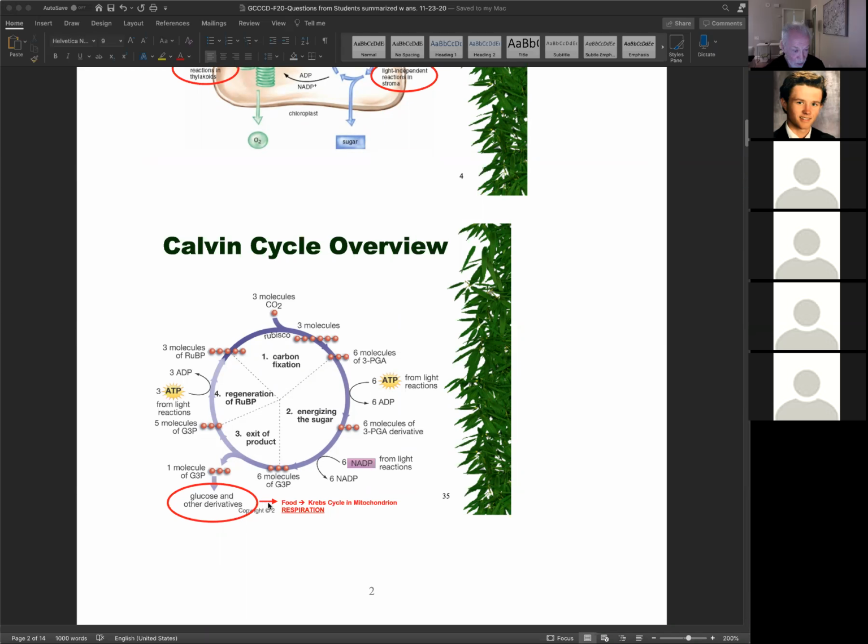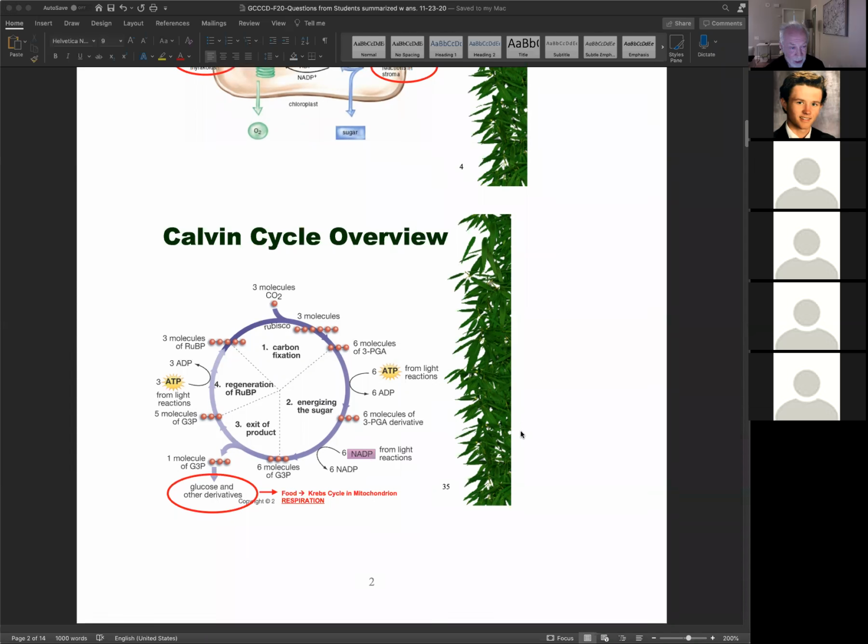And glucose is food. It goes to the Krebs cycle for oxidation and the release of energy to do work within the cell, and that is respiration. So that's the Calvin cycle. The Calvin cycle is the dark reaction of photosynthesis.